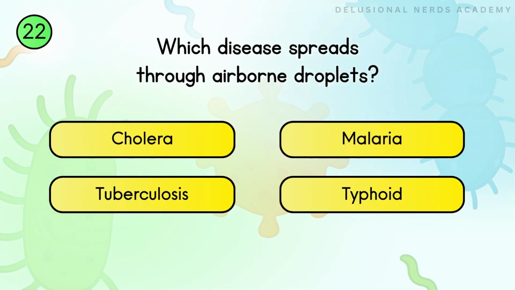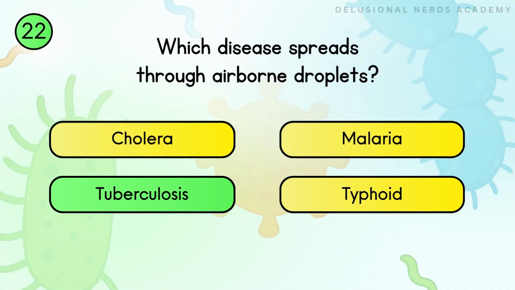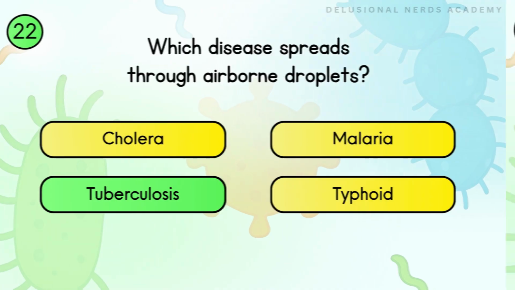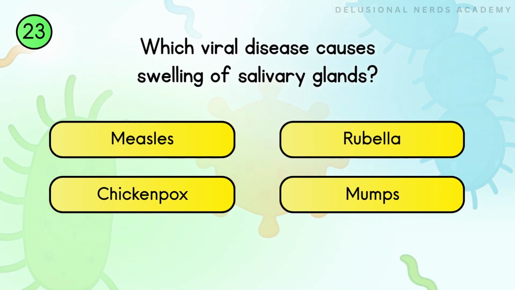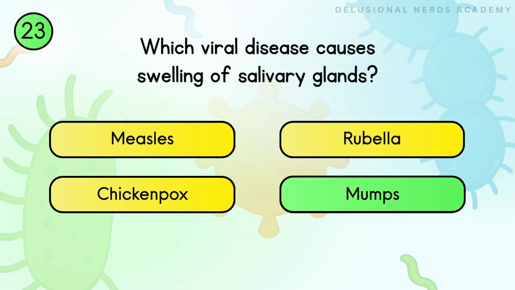Which disease spreads through airborne droplets? Tuberculosis spreads through coughing and sneezing. Which viral disease causes swelling of salivary glands? Mumps causes swelling of the parotid salivary glands.